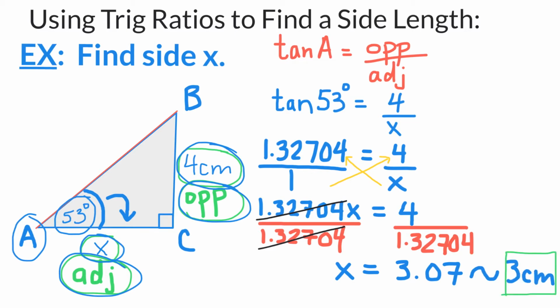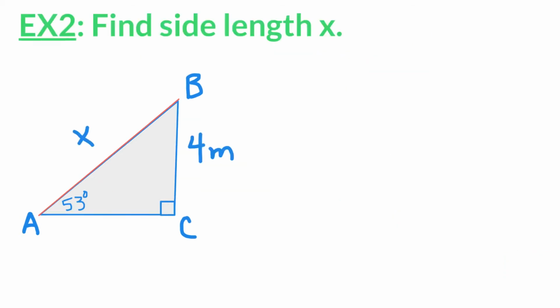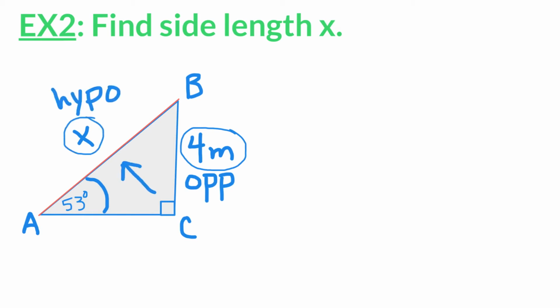Now let's look at a different example. In this right angle triangle, we are given angle A 53 degrees. According to angle A, 53 degrees, we are given the opposite side is 4 meters. Therefore, we have to find x, which is the hypotenuse side.